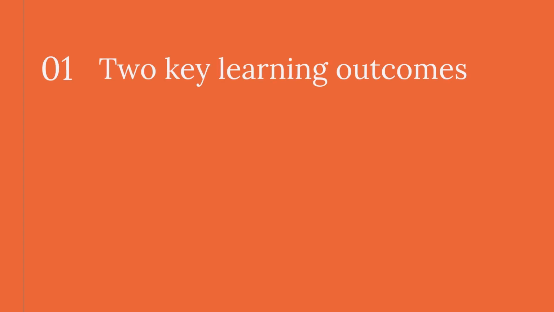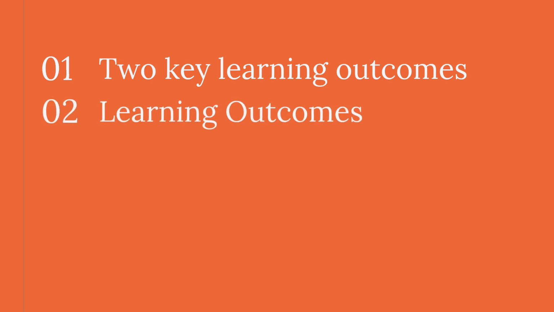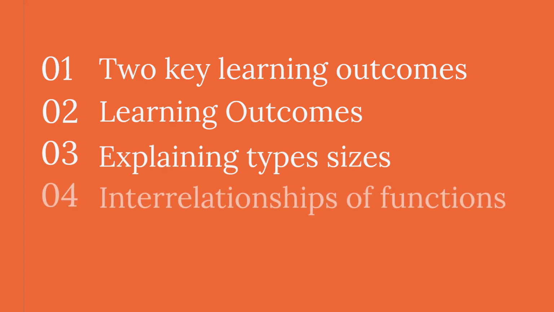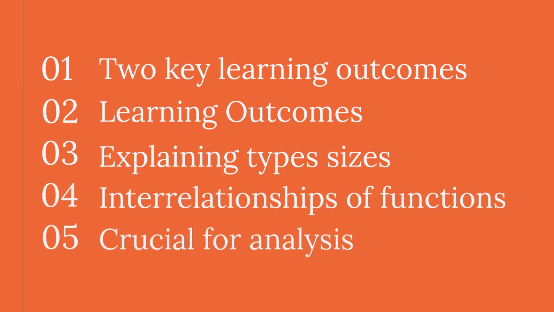The assignment covers 2 key learning outcomes. LO1 focuses on explaining types, sizes, and scopes of organizations. LO2 discusses interrelationships of organizational functions and structure. Both outcomes must be evidenced in your submission. Meeting these outcomes is crucial for a comprehensive analysis.